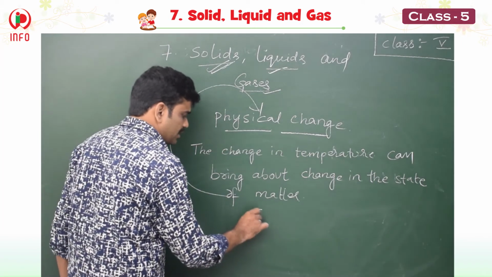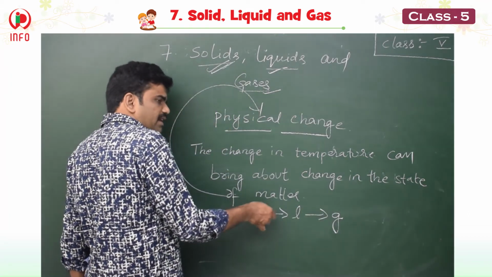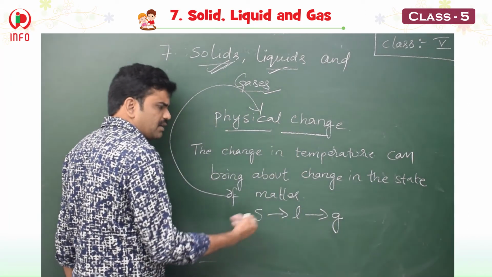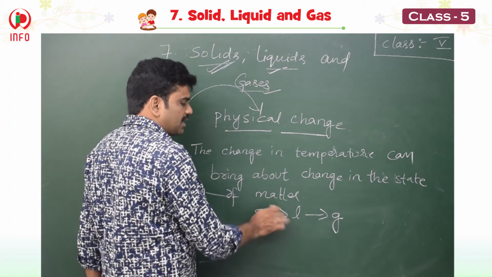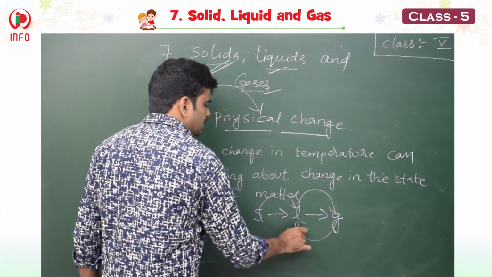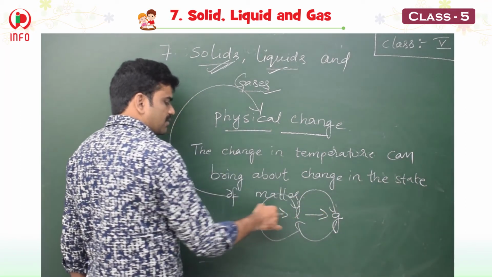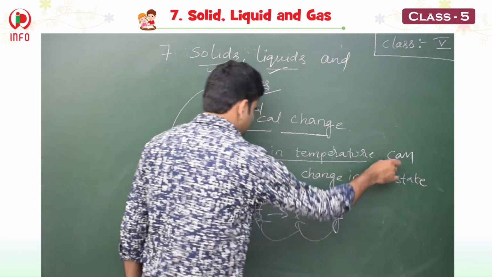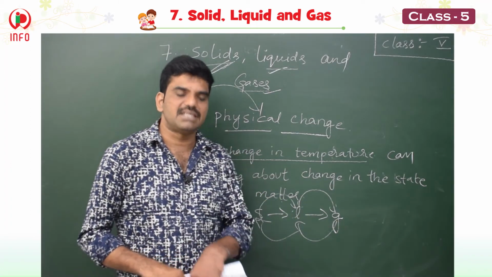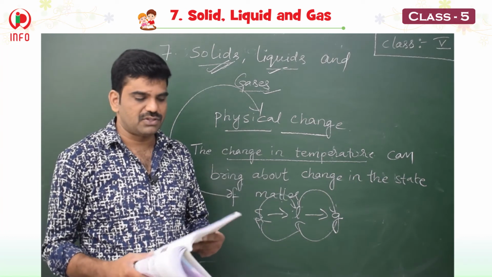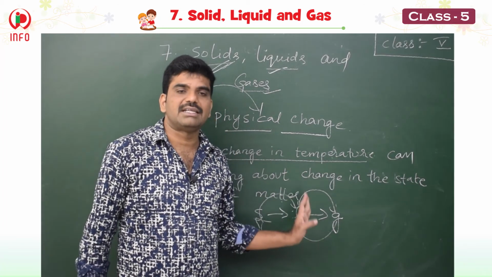I told you that solid can be converted to liquid, liquid can be converted to gas. If you increase the temperature or decrease the temperature, one state can be converted to another state. You can go from solid to liquid or liquid to gas or gas to liquid or liquid to solid. The change in the temperature can bring about the change in the states of matter. This change is called physical change. We have an example also, children, and it's a temporary change. One more thing you can keep in mind, it's a temporary change.